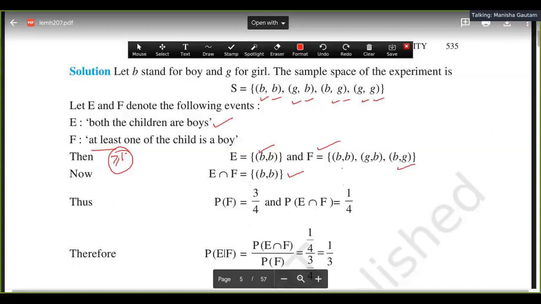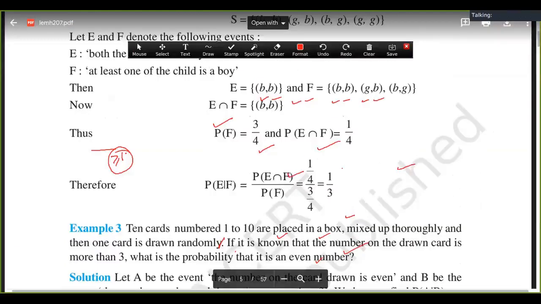Probability of E you want to calculate, it means both of the children are boys, given that F has already happened. The formula is this one. Put the values: 1 upon 4 divided by 3 upon 4, that is 1 upon 3. Now this is example number 2.